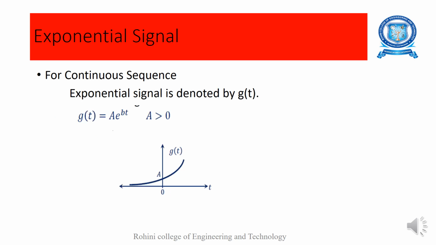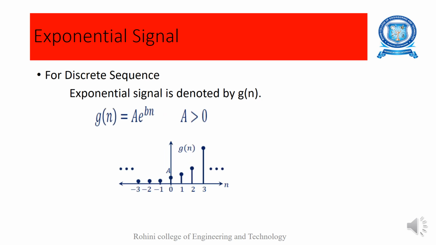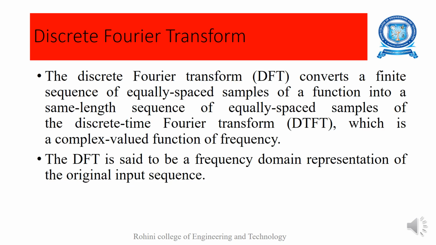The next one is the exponential signal, defined as g(t) equal to a times e to the power bt, where a is greater than 0. This is the representation of the exponential signal. The discrete sequence is denoted as g(n) equal to a times e to the power b to the power n, with a greater than or equal to 0. This is the discrete time representation of the exponential signal.